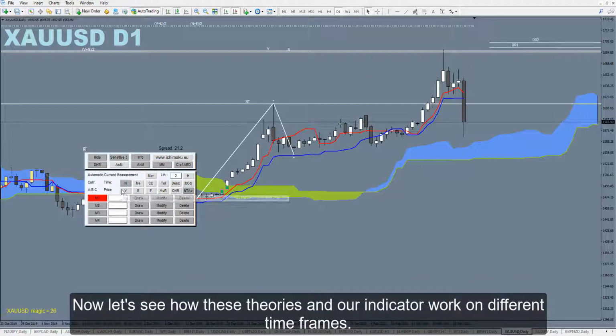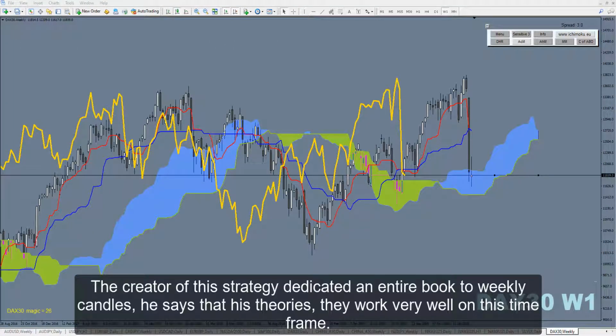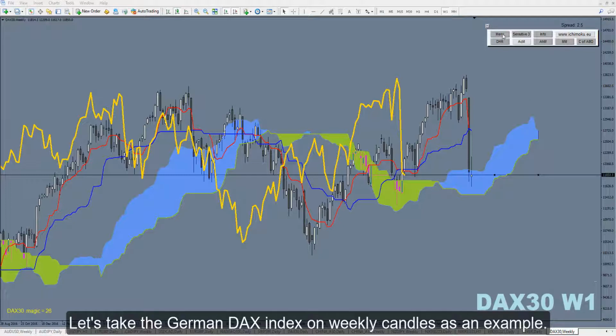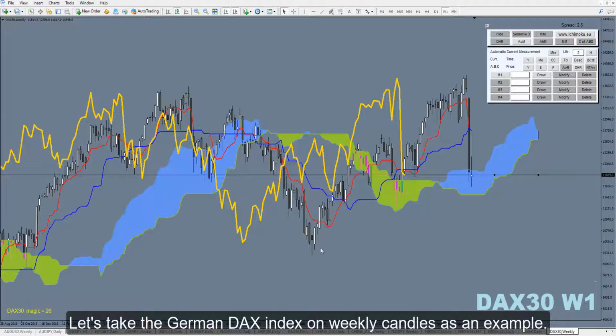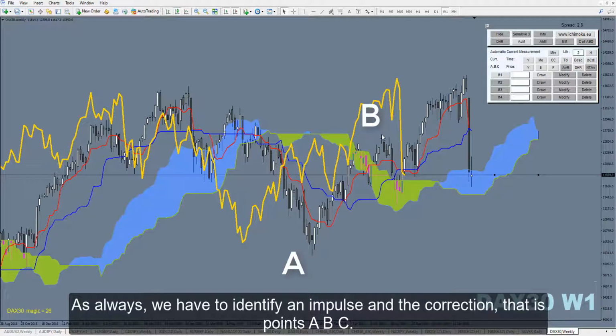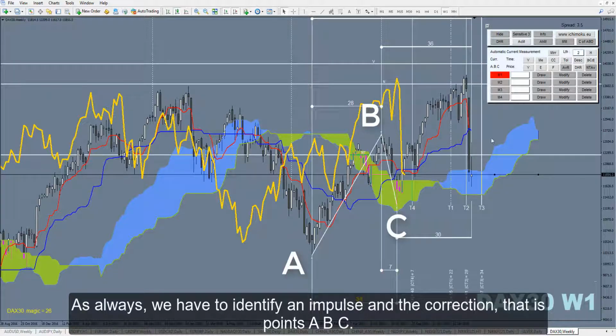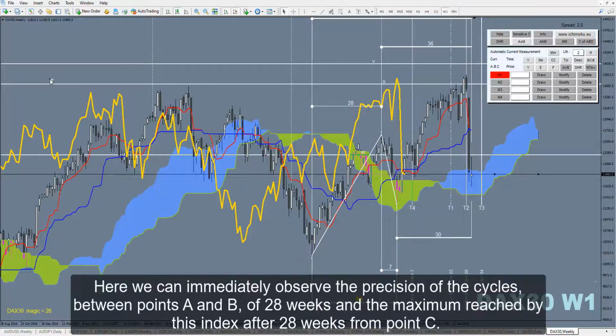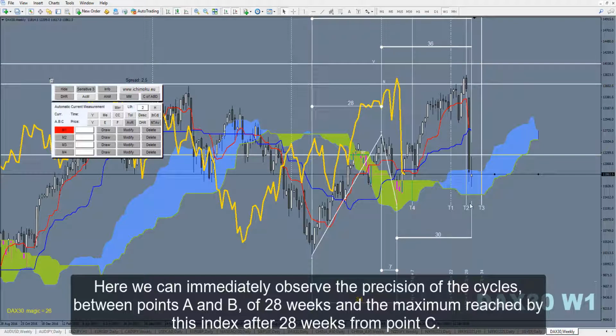Now let's see how these theories and our indicator work on different time frames. The creator of this strategy dedicated an entire book to weekly candles. He says that his theories, they work very well on this time frame. Let's take the German DAX index on weekly candles as an example. As always, we have to identify an impulse and the correction, that is points A, B, C. Here we can immediately observe the precision of the cycles between points A and B of 28 weeks and the maximum reached by this index after 28 weeks from point C.